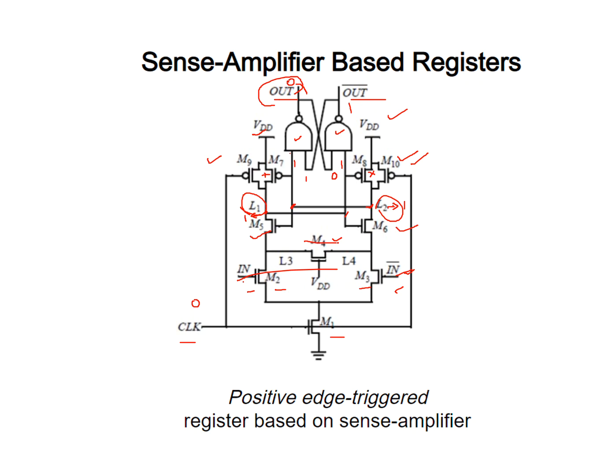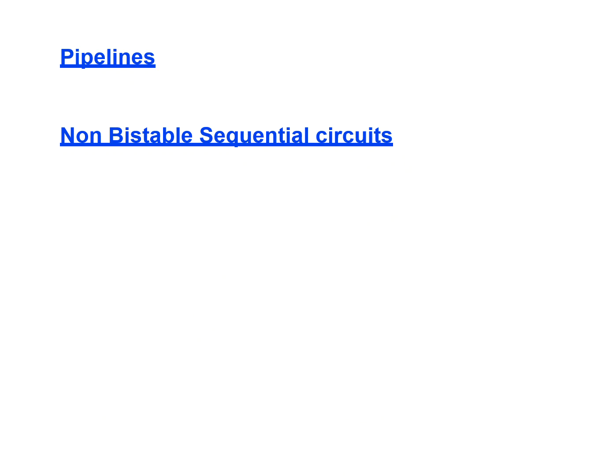The difference in the input signals will be amplified and sensed in the nodes L1 and L2. Based on the value sensed in L1 and L2, the corresponding output will be generated. This is your positive edge triggered register based on a sense amplifier.